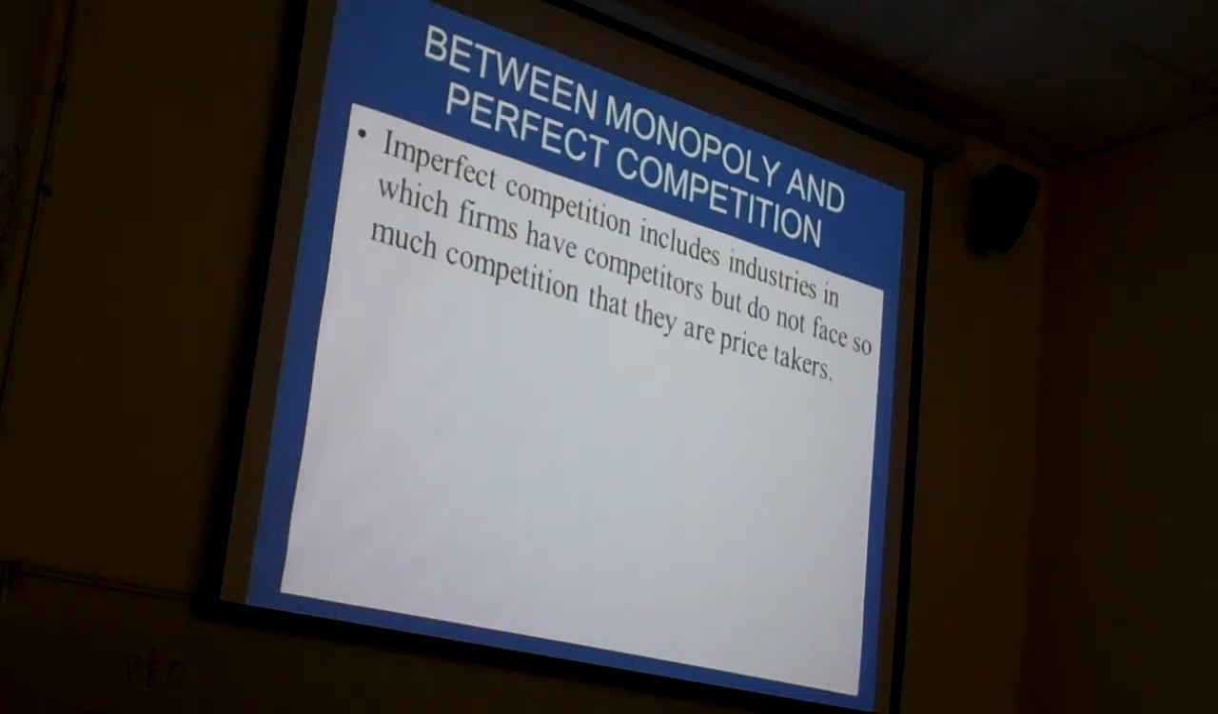Okay, imperfect competition. This is the setup. It includes industries which have competition, but not enough to be totally in control of the market. And they still, to a degree, have to take the price as given. Even if they're somewhat oligopolistic, they don't have complete control. And I'll explain that in a second. There's still competition.